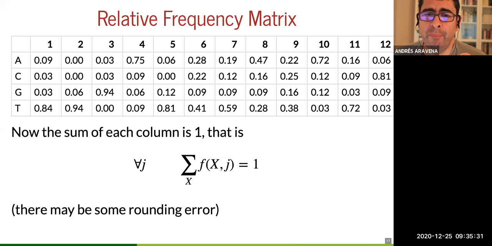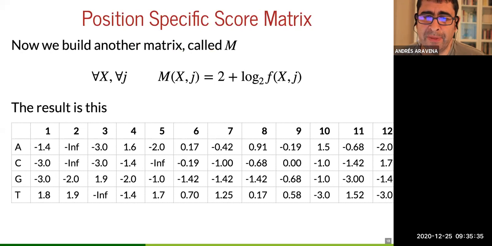Then we build a matrix that we will call the position-specific scoring matrix. It is defined as this. We will call it M, with row X and column J, where X is the nucleotide and J is the column, and it will be 2 plus the logarithm base 2 of the relative frequency.